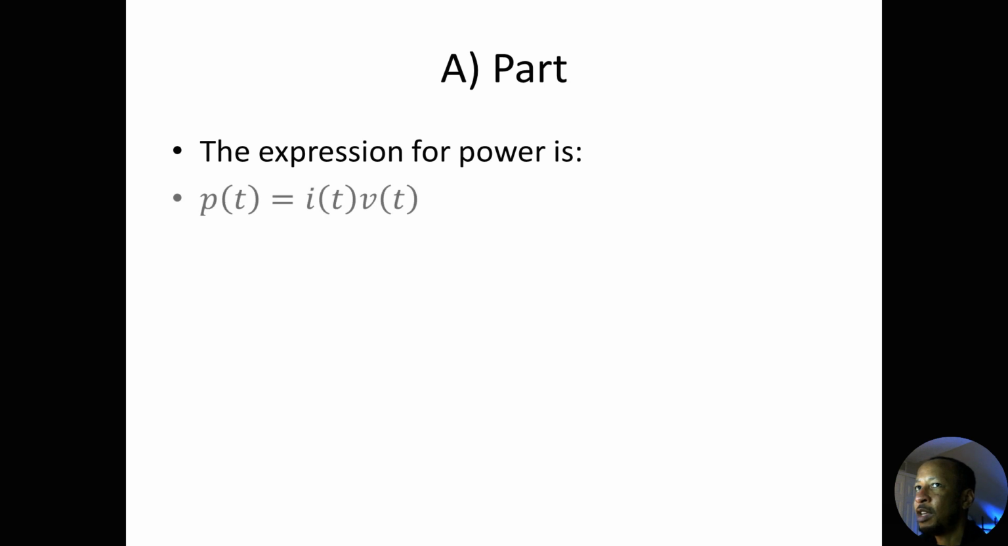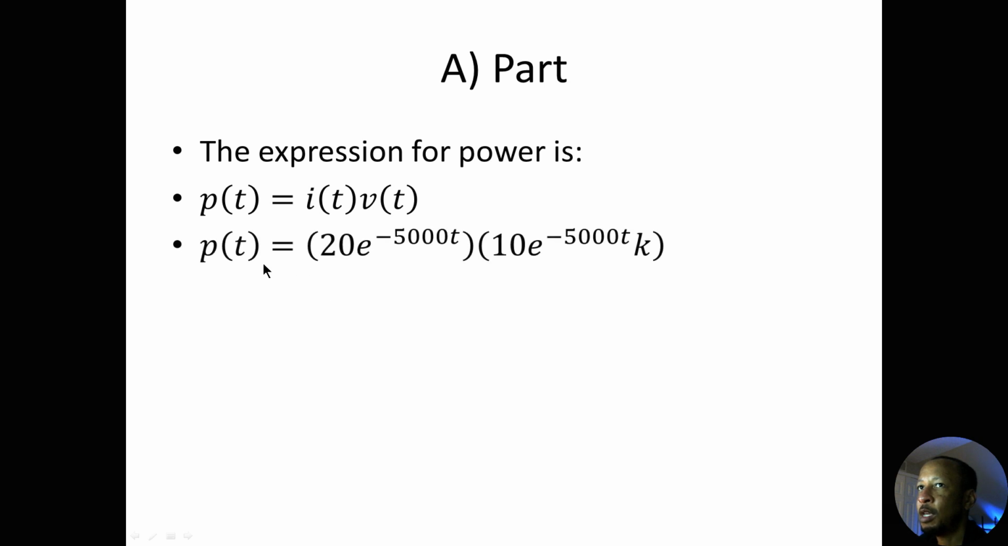So for the A part, the expression for power is p(t) = i(t) times v(t). p(t) = 20e^(-5000t) times 10e^(-5000t) k. And so we end up with p(t) = 200k e^(-10kt) watts. That's our expression for power.